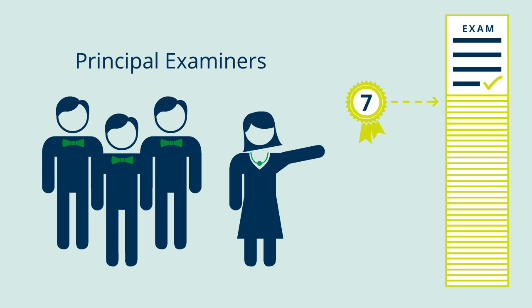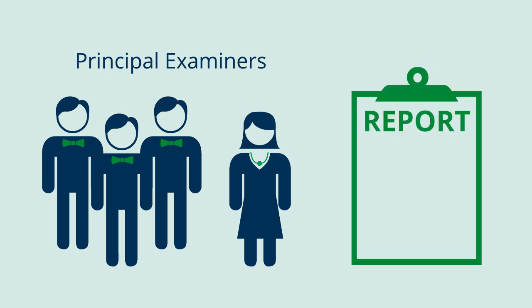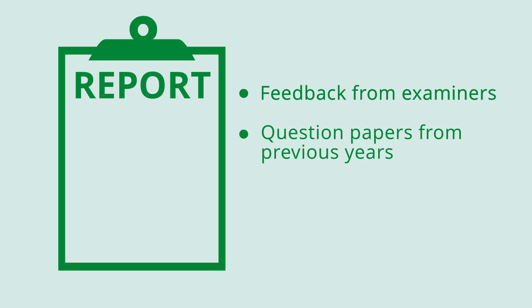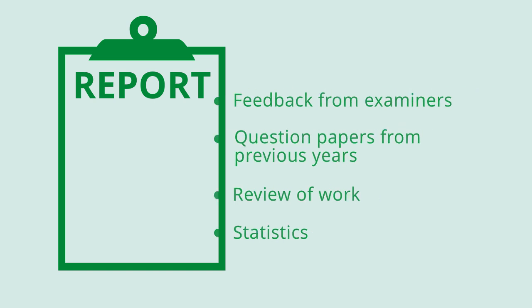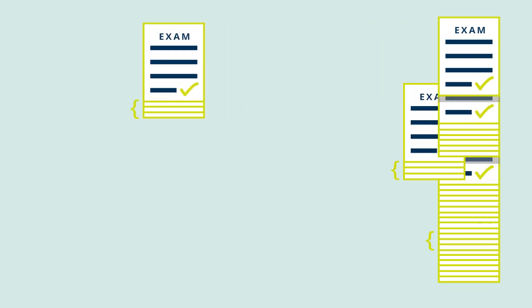They give us a range of marks and a report to justify their decisions based on feedback from their examiners about student performance on the paper and each individual question within it, question papers from previous years, a review of work produced by students in previous exam sessions, and statistics which can tell us, for example, the average mark from each exam. All of this evidence is discussed and a decision is made on the range of marks that will determine what student work will be looked at during the awarding meeting.